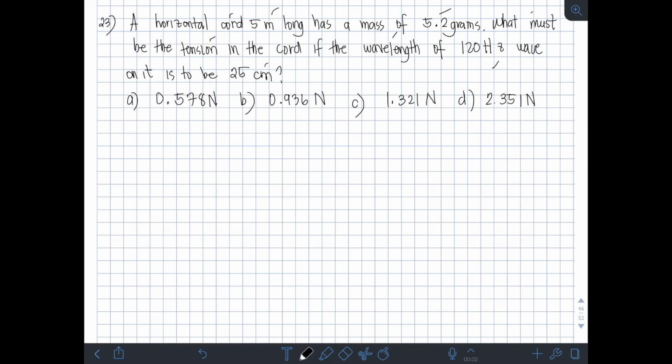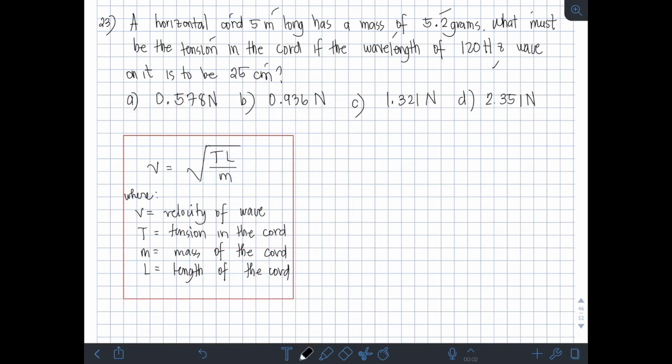So, pwede natin i-apply dito yung formula for the velocity of a transverse wave on a stretched string or cord. Kasi magkakaroon tayo ng transverse wave dito sa cord, right? So, ito yung formula natin. Okay? V is equal to square root of TL over M, where V is the velocity of wave, T is equal to the tension in the cord, M is the mass of the cord, and L is the length of the cord.